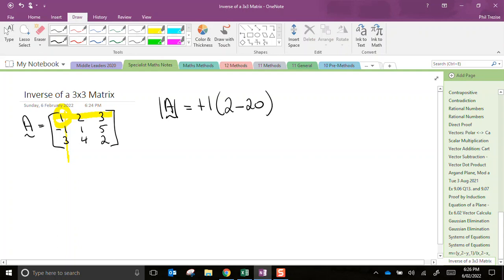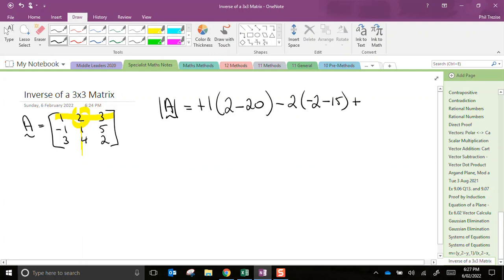Now the second entry, let's just take away the highlight there. The second entry is a 2, so it's always a negative for the second one: positive first and a negative second. We isolate the row and the column that belong to that 2, and we look at the determinant of the minor matrix that remains. So by that we mean minus 1 multiplied by 2, that's negative 2, subtract 3 by 5, that's 15.